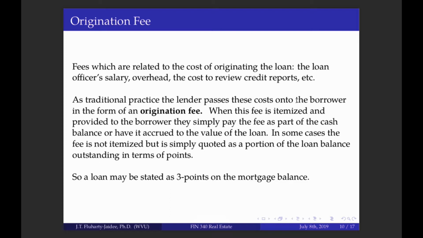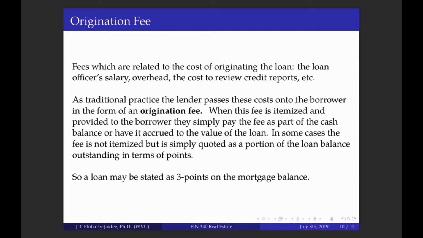And they charge this to everyone. So they say any loan that we, Bank ABC, are going to originate is going to get a 2-point fee for origination. The loan may also be stated as 3 points on the mortgage balance for origination. And if it's, let's say, a $100,000 mortgage, then you would be paying $3,000 in origination fees. And that's where they get you. Origination fees are extremely high.